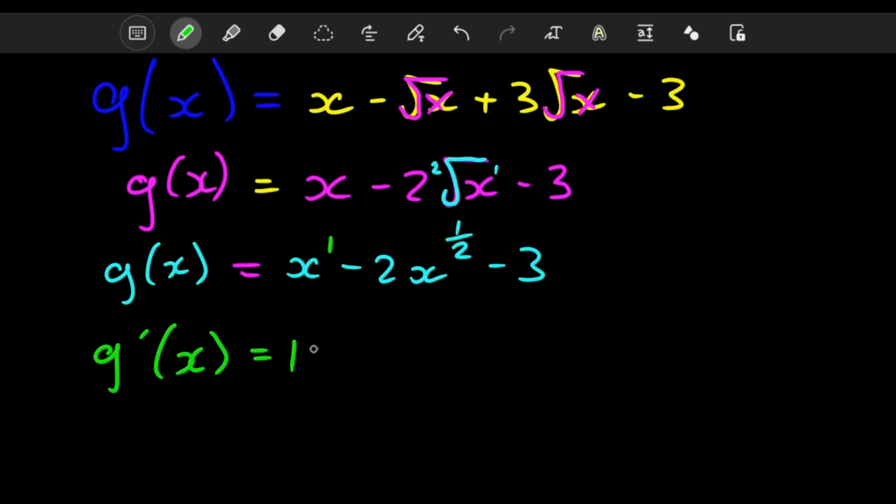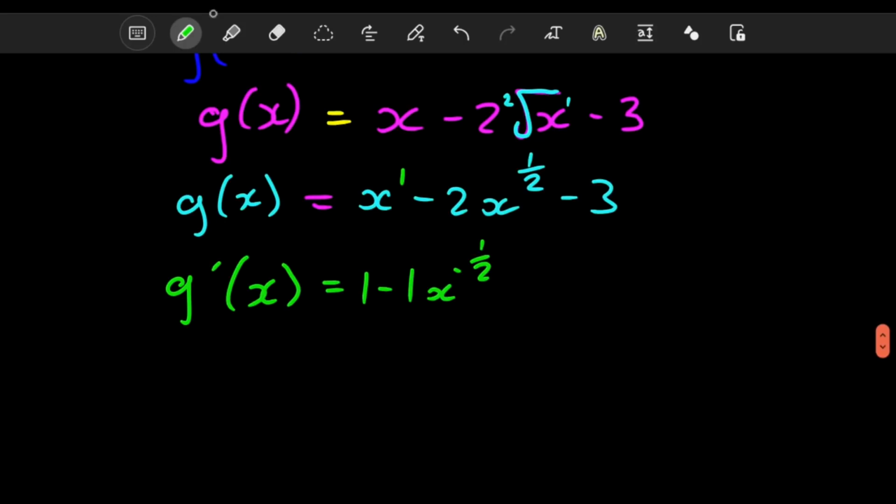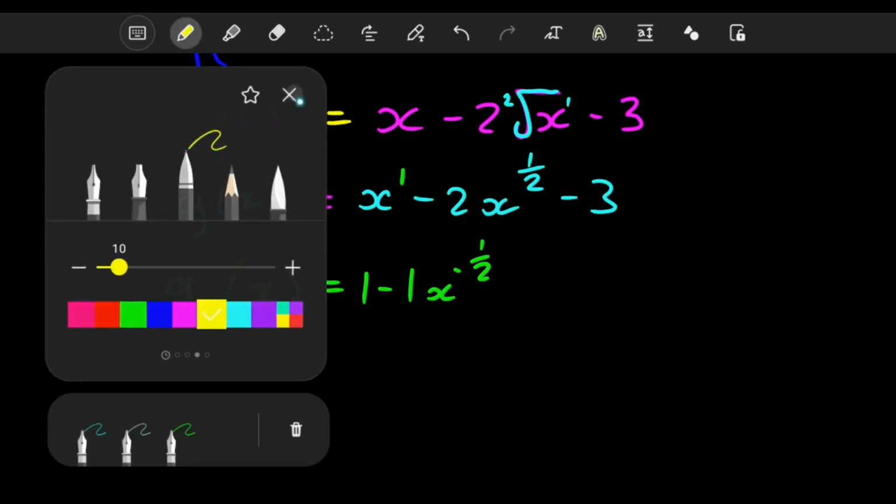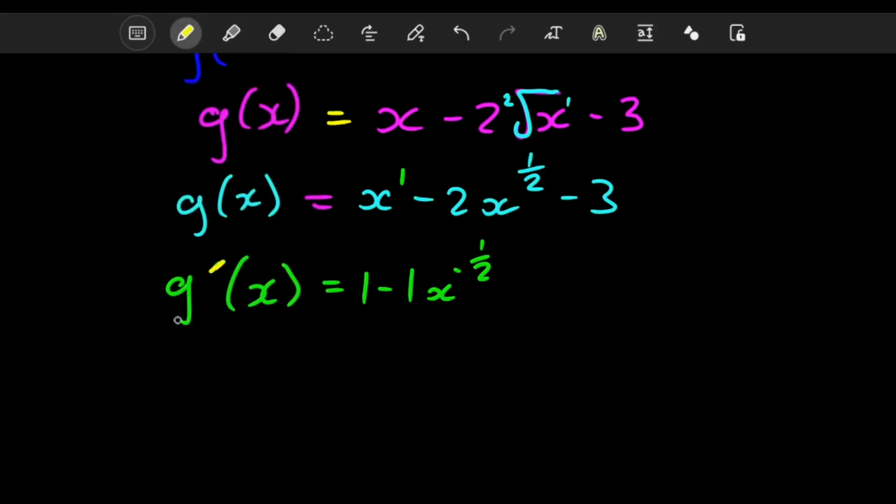Here, a half times a -2 is going to give you a -1. And then a half minus 1, that's a -1/2. And then this is a constant, so when you differentiate it, it just falls away. Did I put an apostrophe here? I hope so. So everything here has been differentiated.